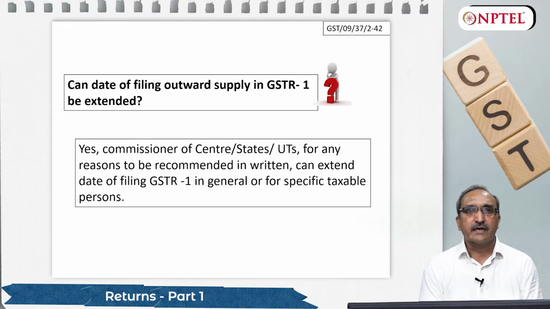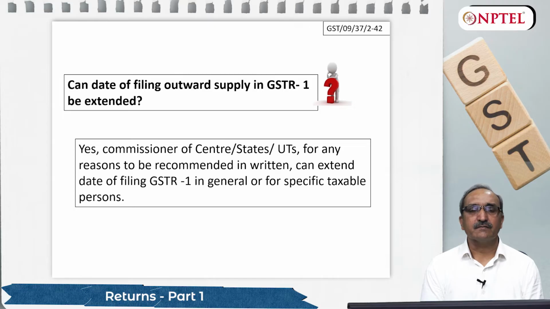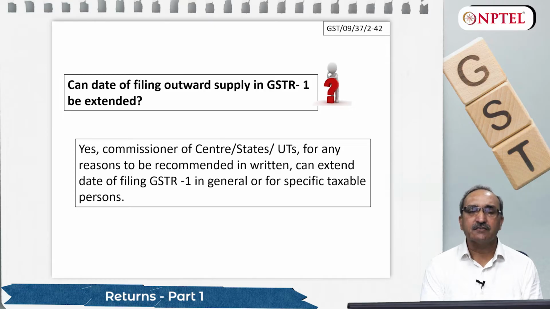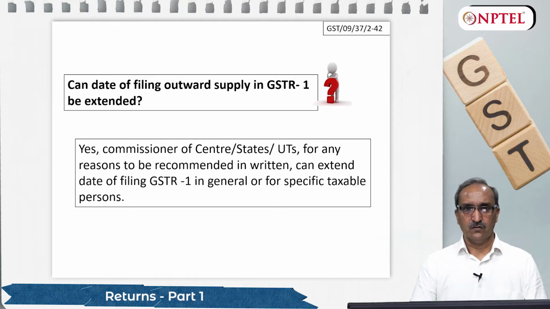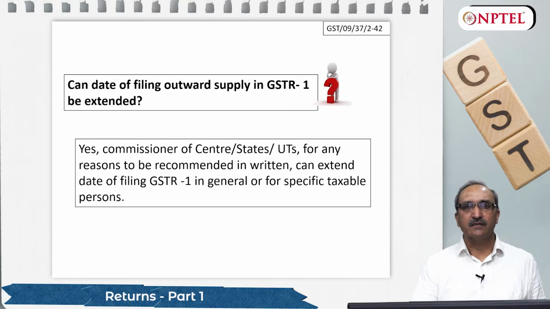Next, can the date of filing outward supply or GSTR 1 be extended? Yes, I showed you in my last slide where the Commissioner has the power to extend the date of filing this return from 11th to some other date as he thinks fit, because if he receives any representation from industry or trade that due to some reasons they were not in a position to file their returns, the Commissioner can extend that date.